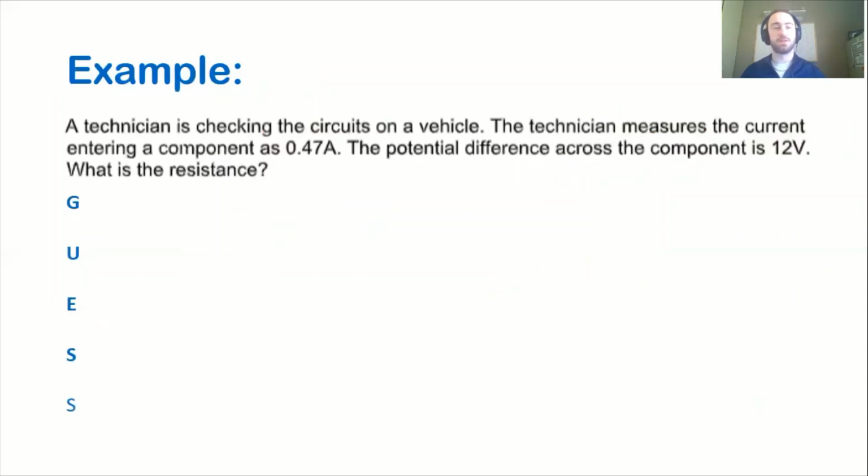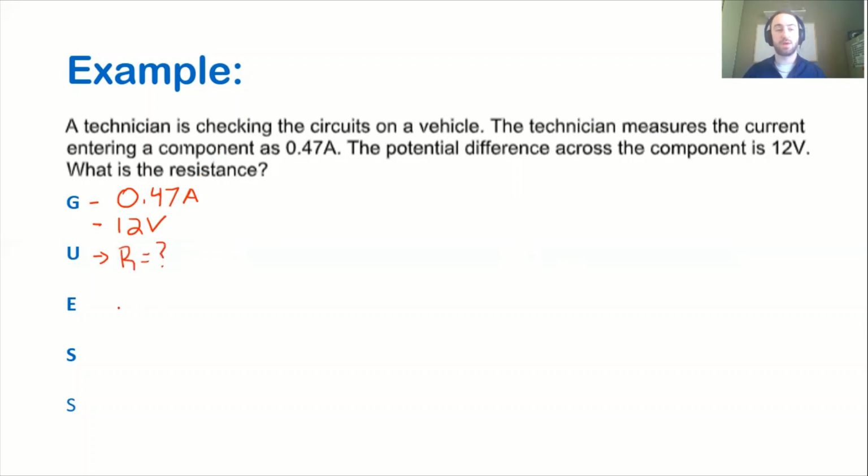So let's go into a few questions in relationship to resistance. Question 1. A technician is checking the circuits on a vehicle. The technician measures the current entering the component as 0.47 amps. The potential difference across the component is 12 volts. What is the resistance? So for, again, all science-related questions, we're going to use the GUESS or the GRASP method to solve. So what is given? Well, we're given 0.47 amps, and we're given 12 volts. What is unknown? Well, our unknown is resistance.